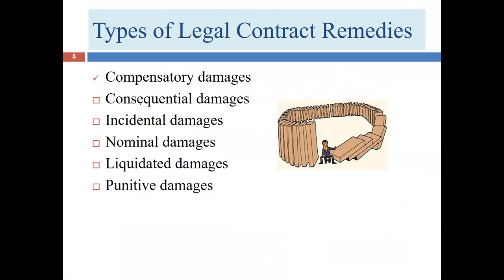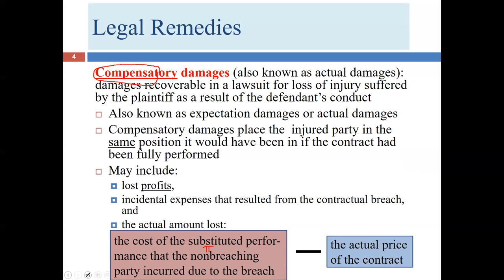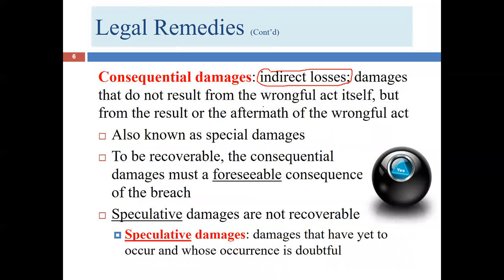Now we're going to talk about consequential damages. Consequential damages are the indirect damages. If we compare this to compensatory damages, those are more direct damages. Defendant breaches, ergo, plaintiff is going to have to incur an expense greater than what he would have incurred if the defendant had complied with the contract. Consequential damages are things that happen, but they are a little more attenuated from the event.